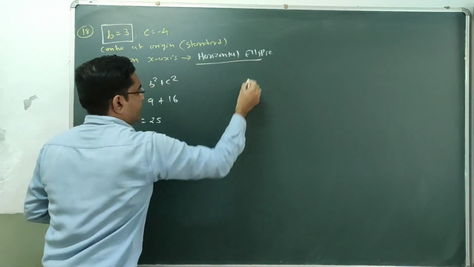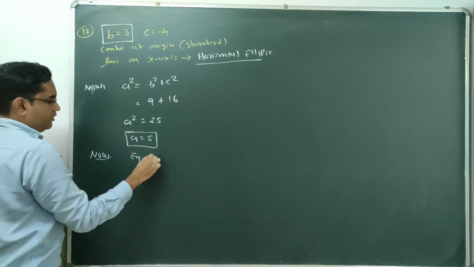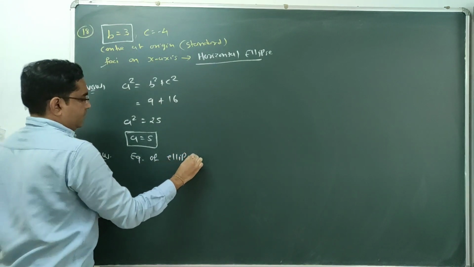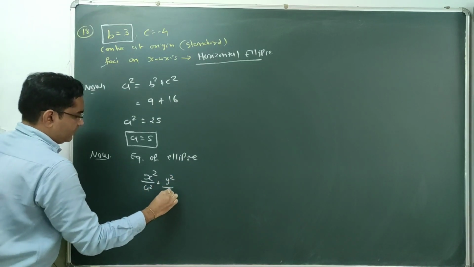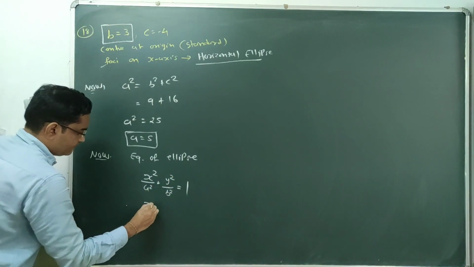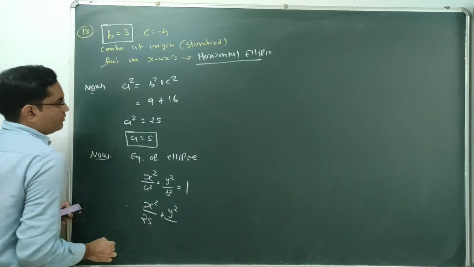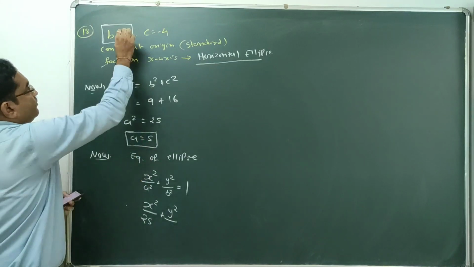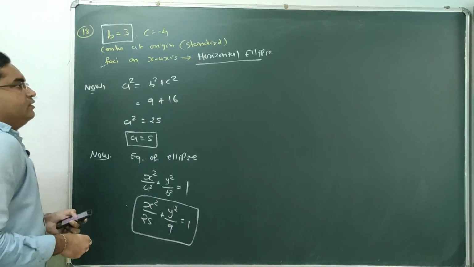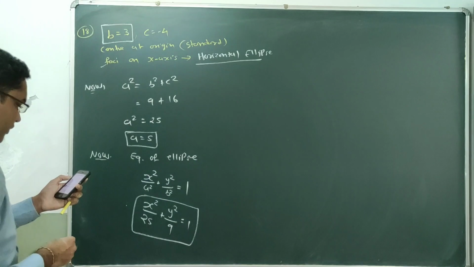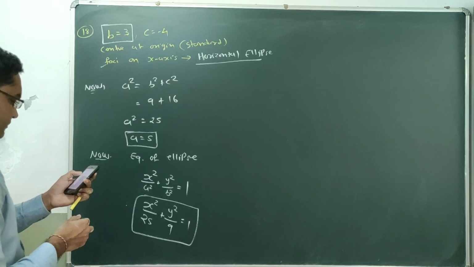So the equation of the horizontal ellipse. What is the equation of a horizontal ellipse? The equation of the ellipse will be x square by a square plus y square by b square equals 1. Put the values. x square by a square, 25, plus y square by b square, b square is 3 square, 9, equals 1. This is the equation of the required ellipse. Done. So this is your question number 18. Now question number 19.